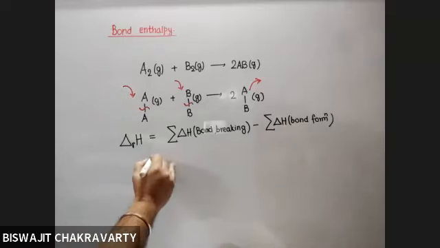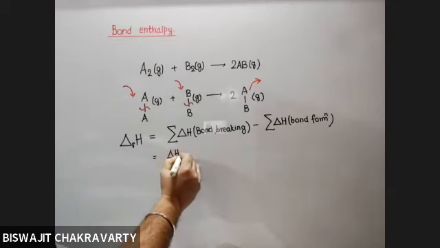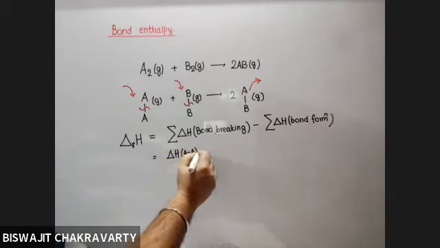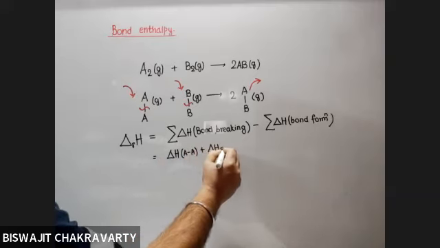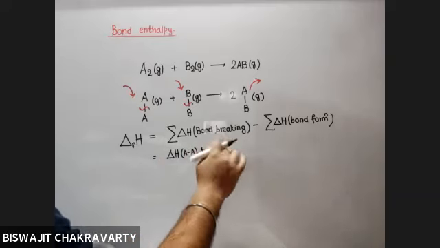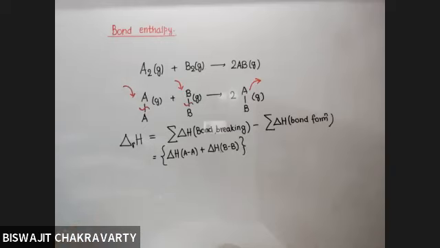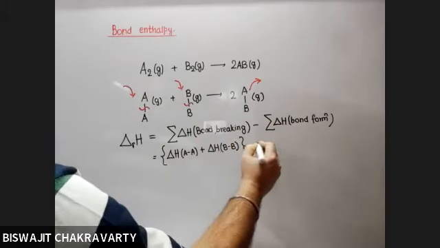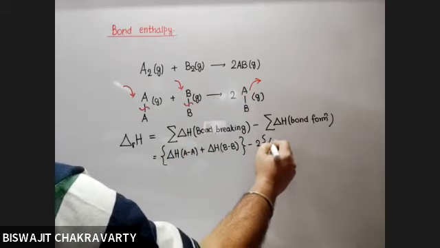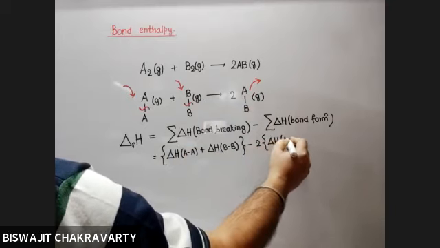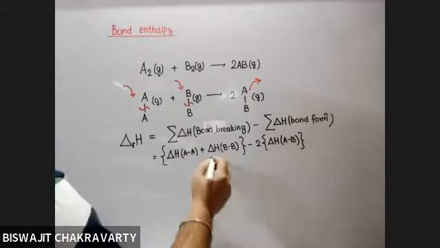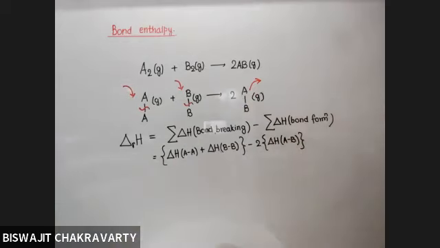So what are the bonds that need to be broken down? A bond A needs to be broken down, B bond B needs to be broken down. So these are the bonds which need to be broken down. And what are the bonds that will be formed? Twice of delta H of A bond B will be formed. So the individual values of the bonds will be provided to you. We need to simply put them in and get the answer. Understood? Awesome.